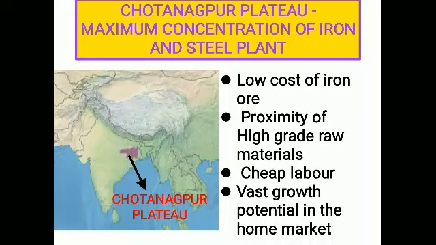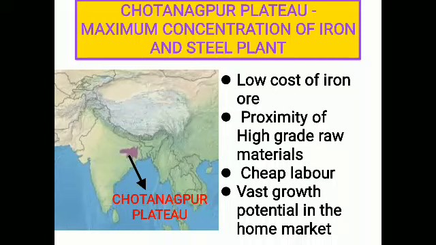Here, look at the map of the Chota Nagpur Plateau region. The Chota Nagpur Plateau region comprises the southern part of Jharkhand, the Chhattisgarh region, northern Odisha, and western West Bengal. We know that this region is a storehouse of minerals, so we have the maximum concentration of iron and steel plants in the Chota Nagpur Plateau.